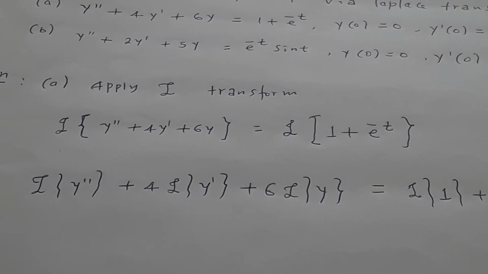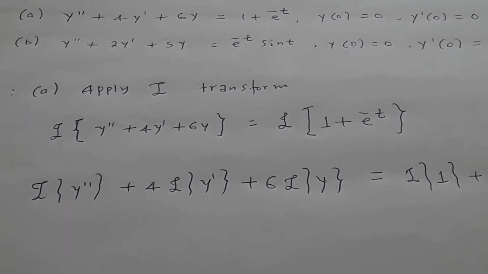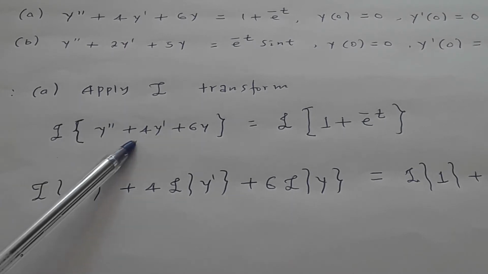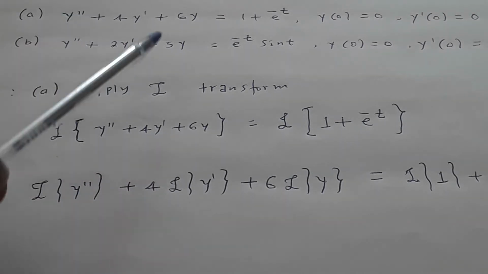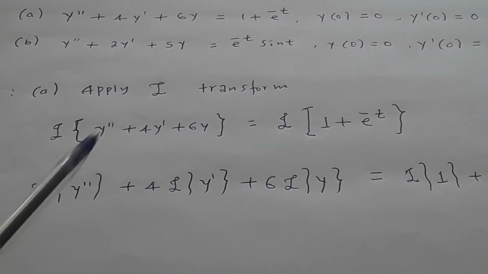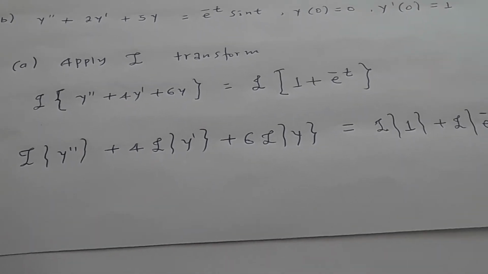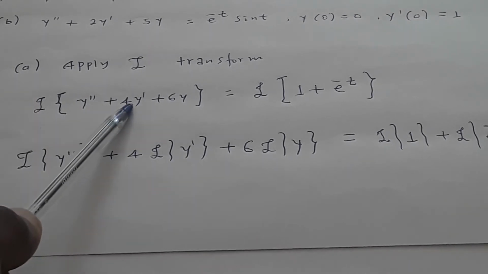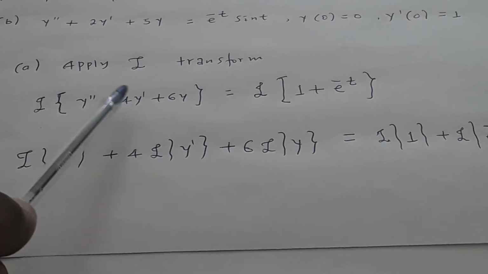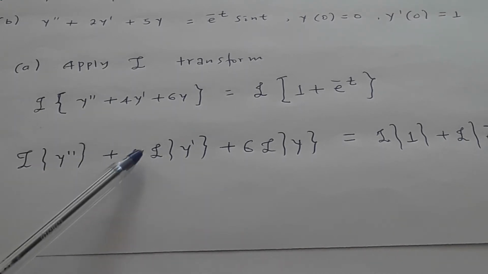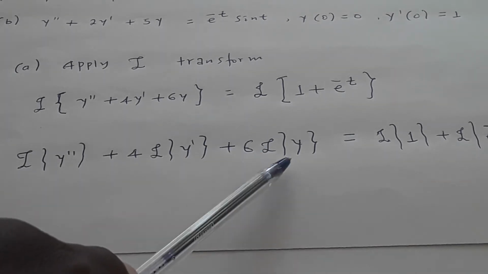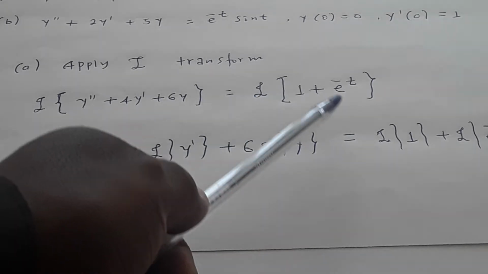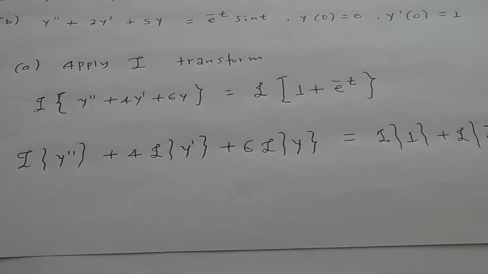Now in (a), we make the Laplace transformation. Each individual term should be transformed. That means Laplace of y double prime equals Laplace of this. On both sides we apply the Laplace transform operator. That means each individual term is transformed: Laplace of y double prime, then for y prime. We use the linearity property that the constant can be moved out, so that 4 Laplace of y prime plus 6 Laplace of y equals Laplace of 1 plus Laplace of e raised to minus t.